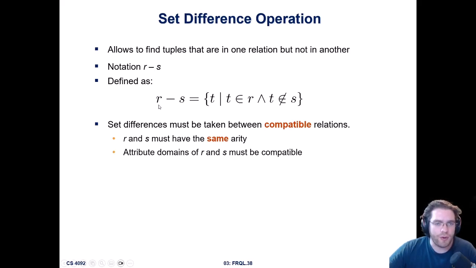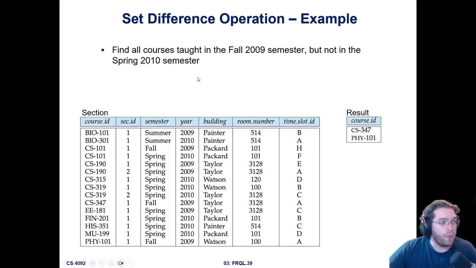Defined as, for the set difference between two relations R and S, find all the tuples such that each tuple is in R and the tuple is not in S. Okay, so that's kind of how it would be in English. Set differences must be taken between compatible relations. So R and S must have the same arity, essentially the same number of attributes, as we said earlier. The attribute names of R and S must be compatible. Union compatible is similar to that idea. The same things apply as for our union, but we're just looking at things that aren't in one but are in the other.